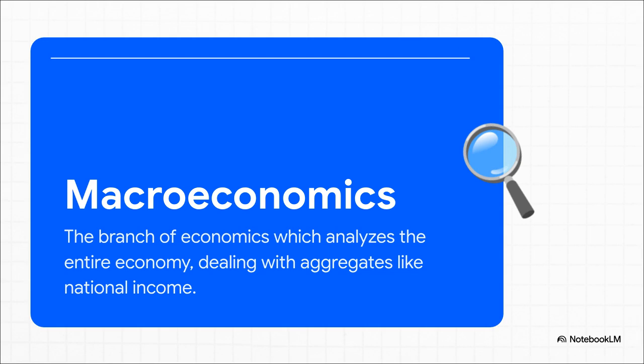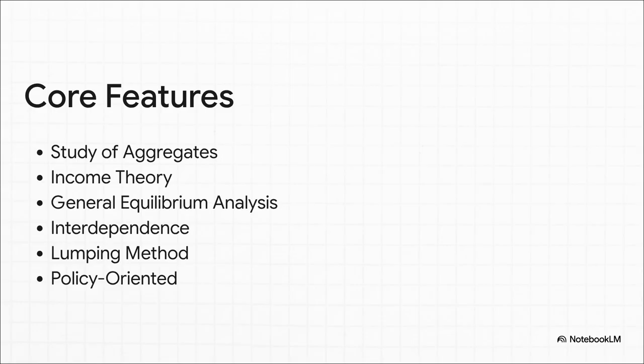It looks at the entire economy as one giant thing. It completely shifts the focus. Instead of looking at your income, it's looking at the national income. Instead of one price, it's looking at the overall price level, what we call inflation. It is all about the big totals, the aggregates: total jobs, total stuff being made, and the growth of the whole economy. And this is really the DNA of macroeconomics.